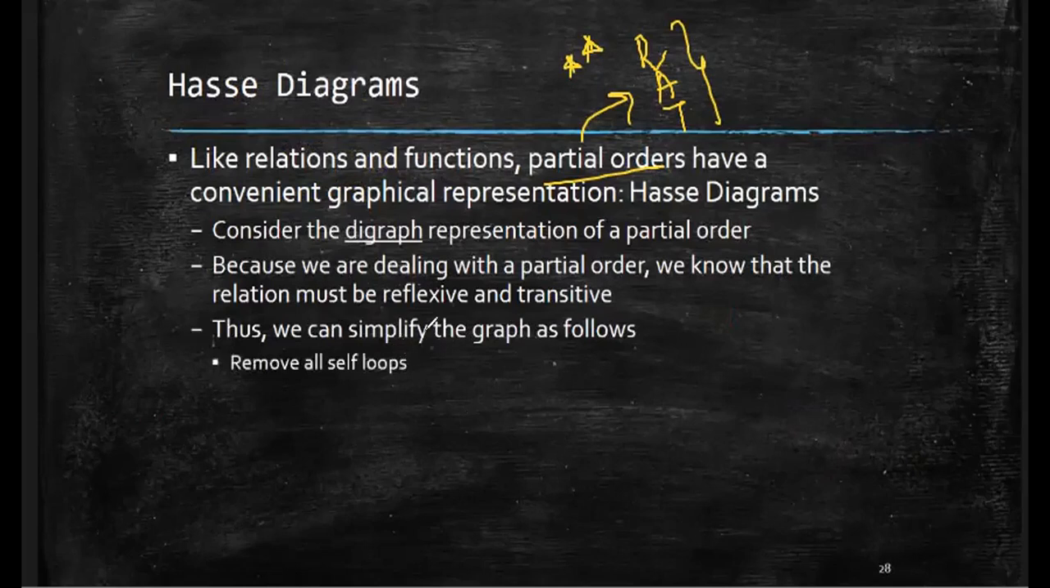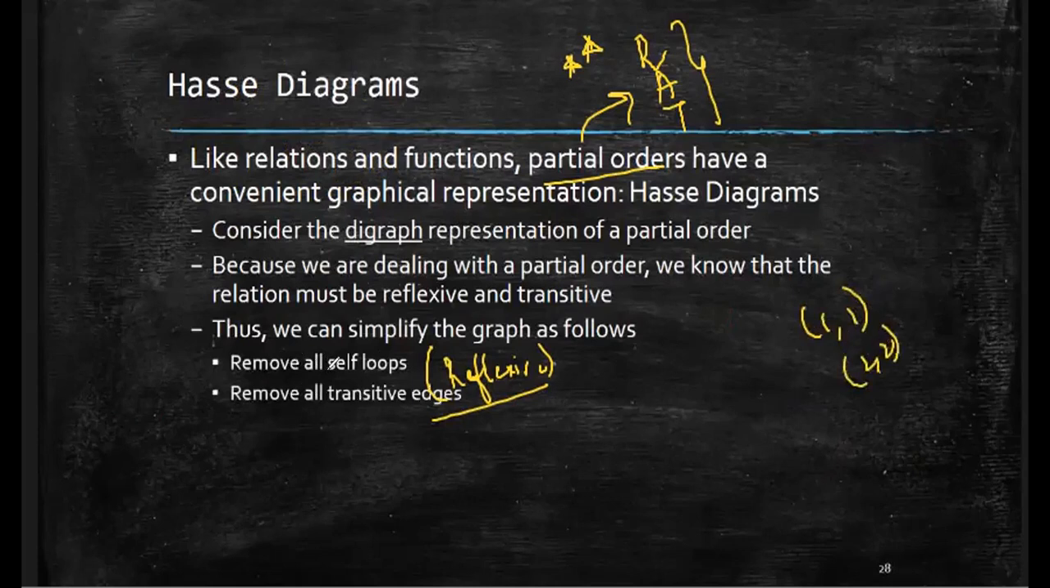Why can we remove all the self loops? Because any partial order relation is anyway reflexive. When do we get loops in a graph? Whenever we have (1,1), (2,2), then only we get the loops. So we can remove all the self loops. And we can also remove all the transitive edges. That is, if we have an AB edge, a BC edge, and an AC edge, it is not necessary that we have all the three edges. Even if one edge representing the transitivity condition exists, we can remove the other edges. So remove all the transitive edges.